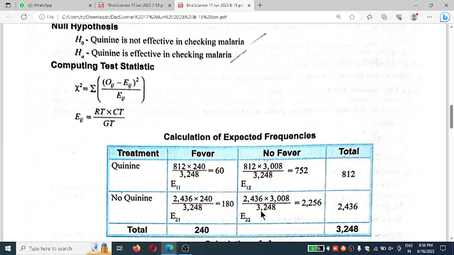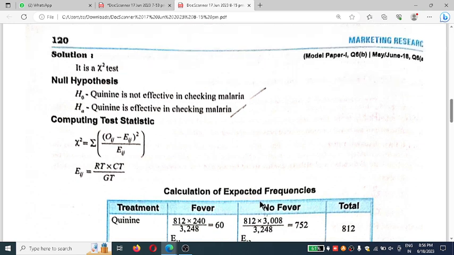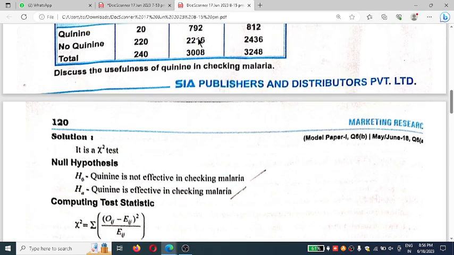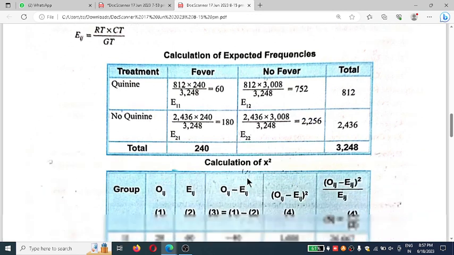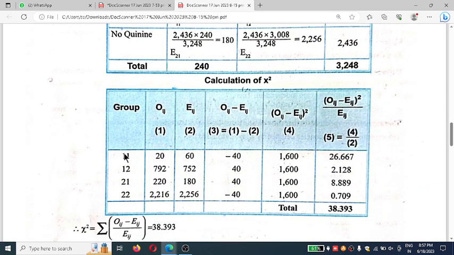Again, suppose I am calculating for this cell. So this 3008 multiplied by 2436 divided by 3248. See here, 3008 multiplied by 2436 divided by 3248, you got this answer. Whatever answers you got, you will write here.